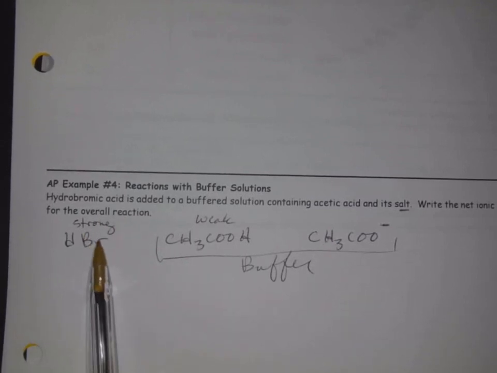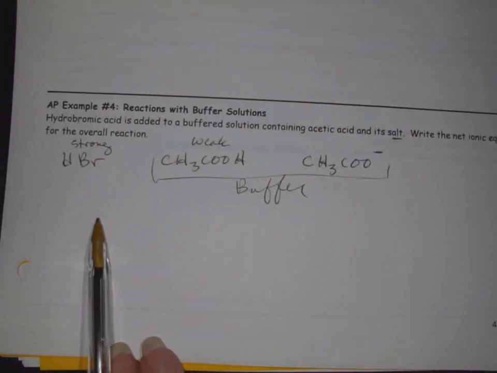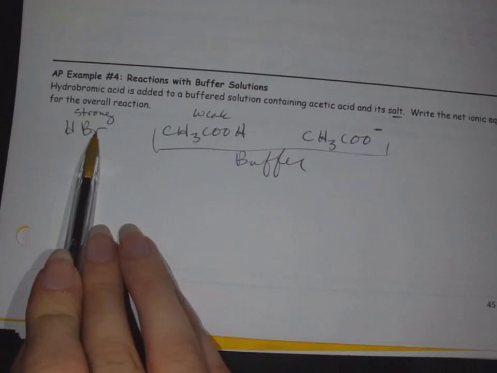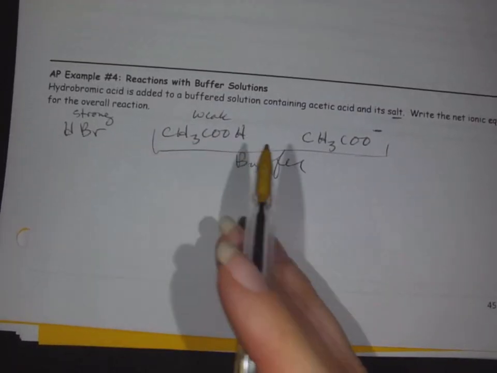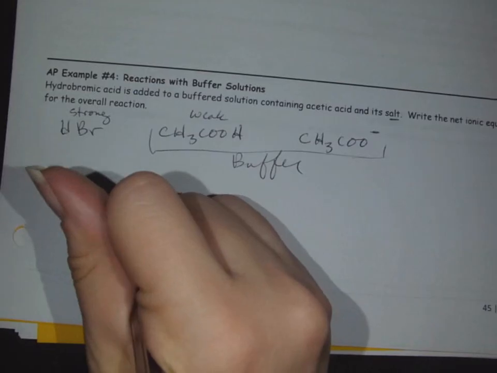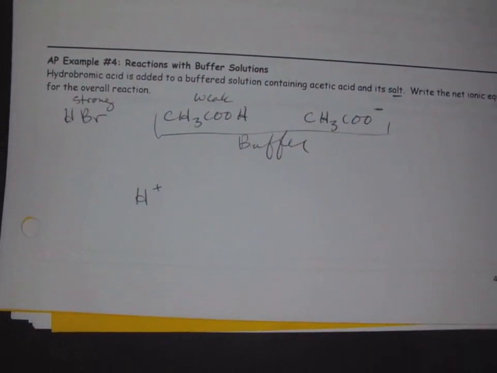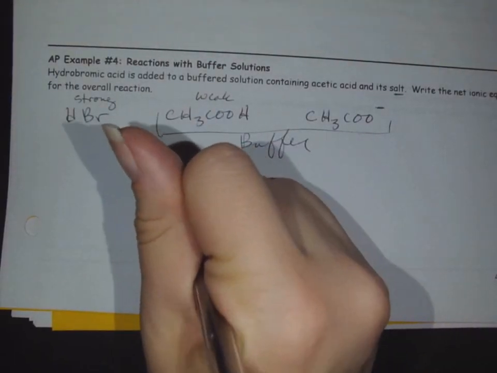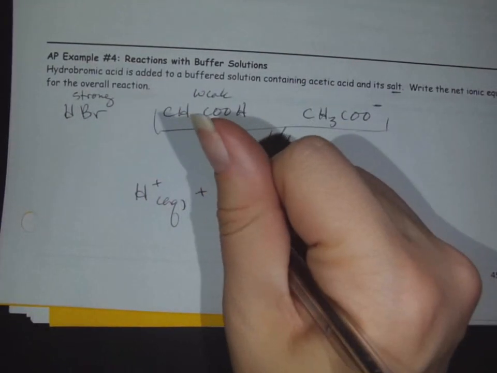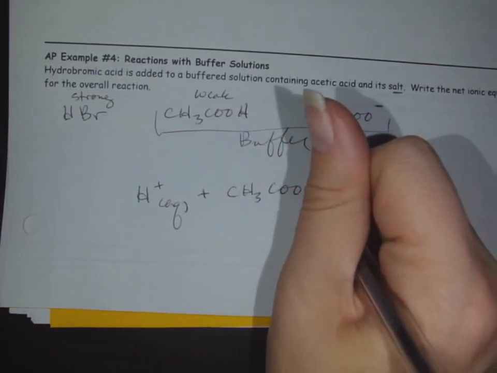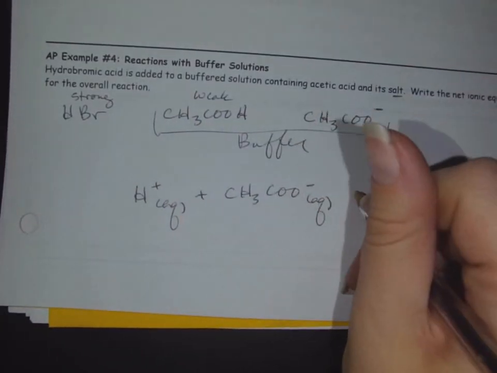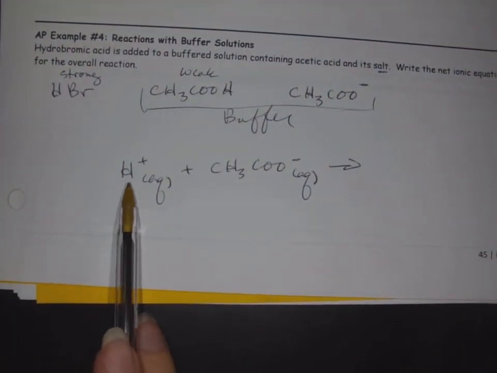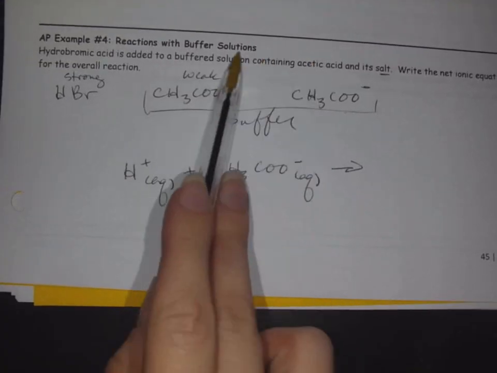When an acid or a base is strong and we're looking for a net ionic, you don't have to include the other part that's with it. If it's weak, we do have to include everything. But if it's a strong acid, it's just going to break apart into the H plus and the Br minus, and the Br minus will end up canceling anyways. So we're going to say H plus aqueous, and it's going to react with the base, CH3COO minus, aqueous.